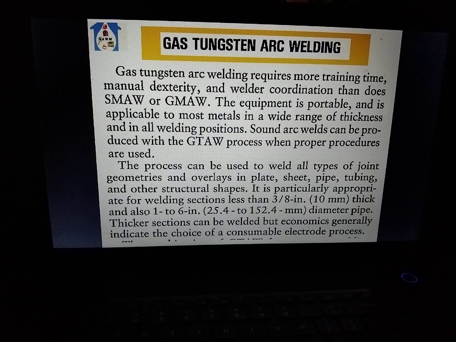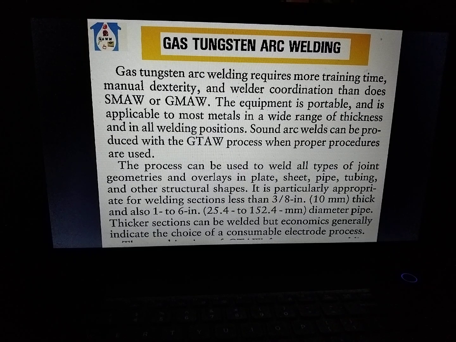Gas tungsten arc welding requires more training time, manual dexterity and welder coordination than does SMAW or GMAW. The equipment is portable and is applicable to most metals, in a wide range of thicknesses and all welding positions.